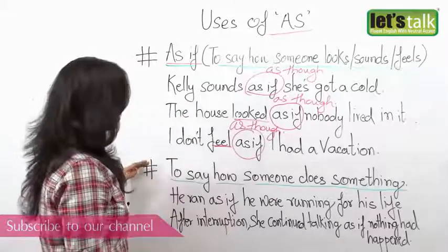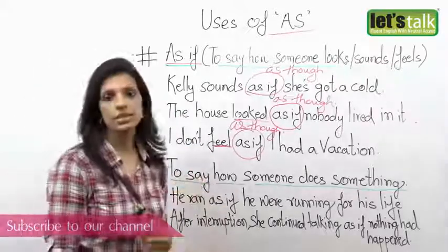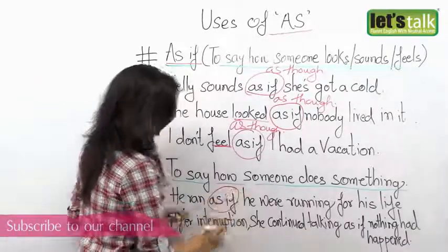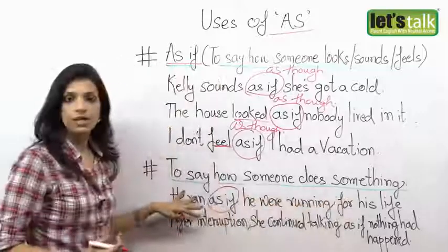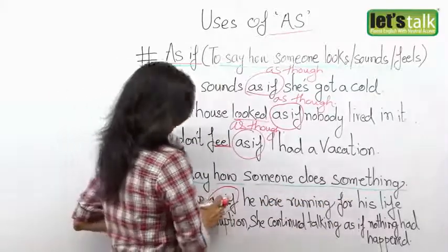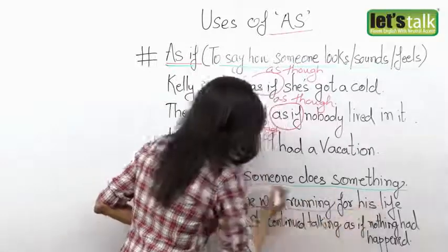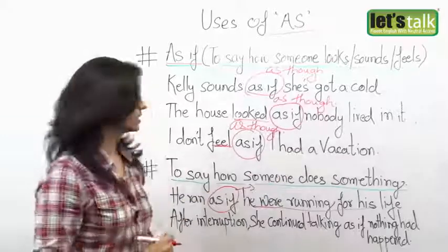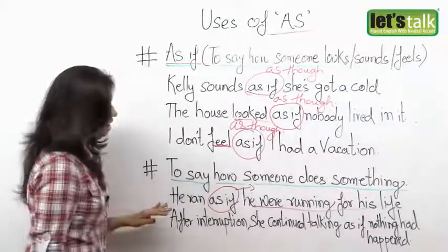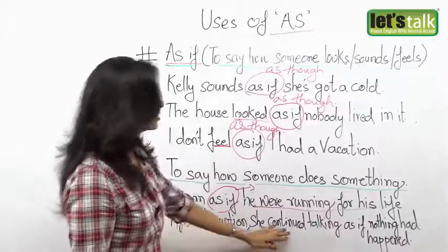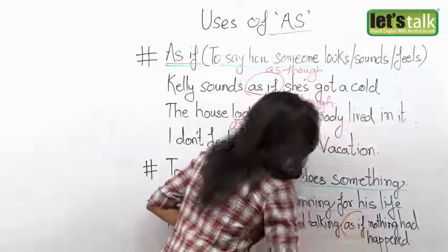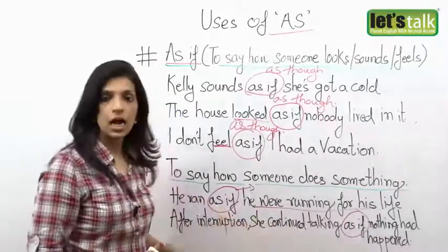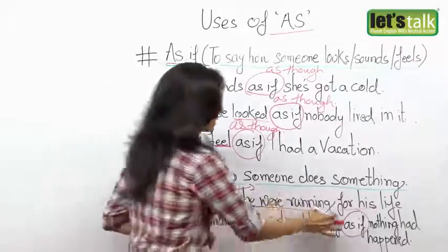Now let's see how you use "as if" when you want to say how someone does something. For example, he ran as if he were running for his life. Now here you're trying to describe the manner of him running or the way he was running. So you say "as if" when you want to express how someone does something. In my next example, after the interruption, she continued talking as if nothing had happened. So here you're trying to show the manner in which she was talking after she was interrupted. So you use "as if".